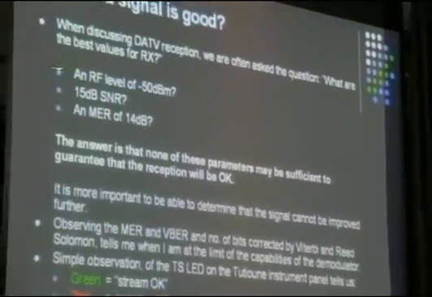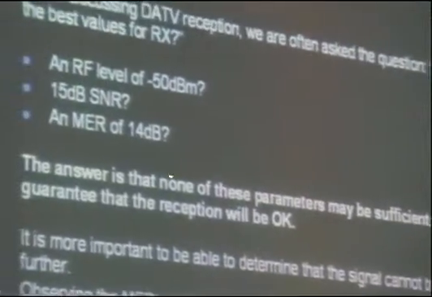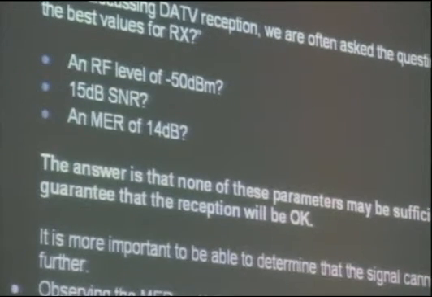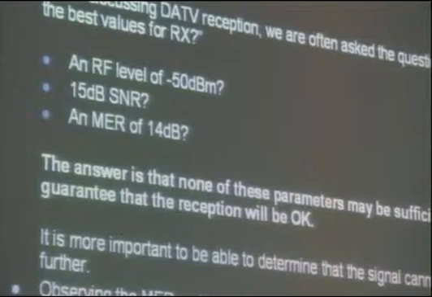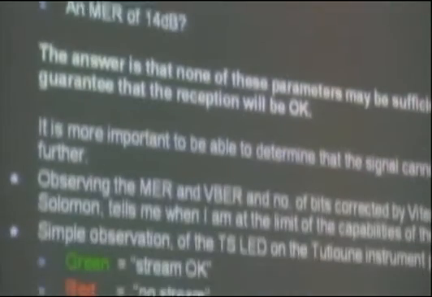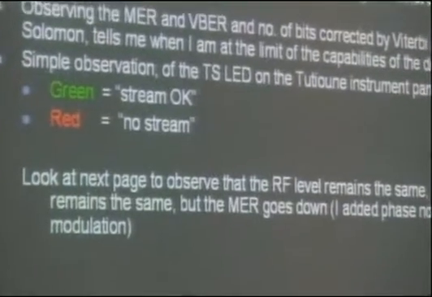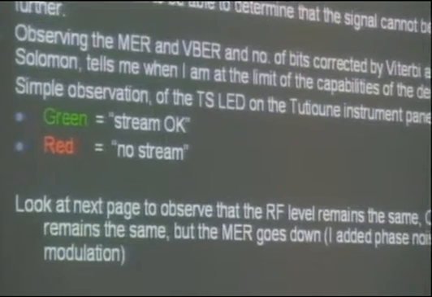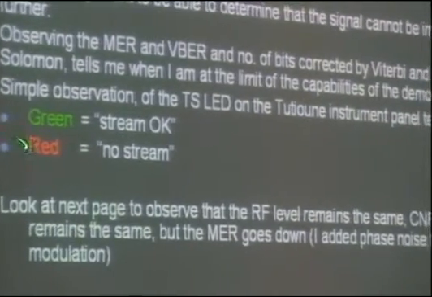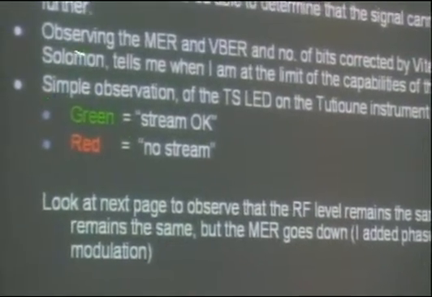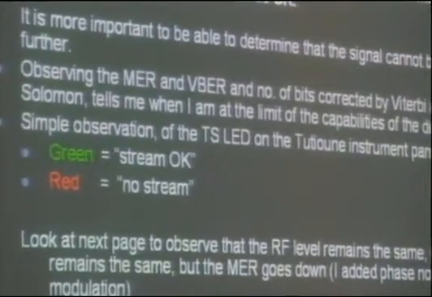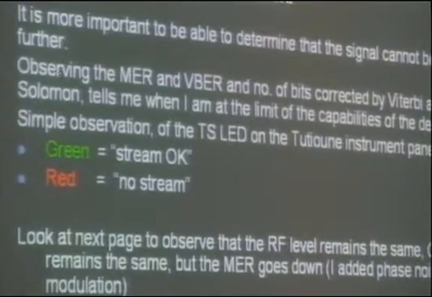So, the RF level, the SNR, the MER. Well, the answer is none can tell you all, but my answer is that observing the MER and BER is the most important thing to do. And if you use Tutioune, you will have a green LED that shows you the transport stream is okay. You can decode it now.